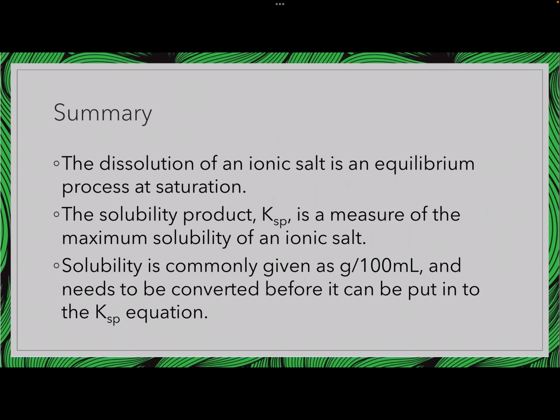Now, summary. Dissolution of an ionic salt is an equilibrium process at saturation. The solubility product is a measure of the maximum solubility of an ionic salt. And the hiccup is that solubility is commonly given as grams per 100 mils, but needs to be converted before it can be put into the KSP equation.